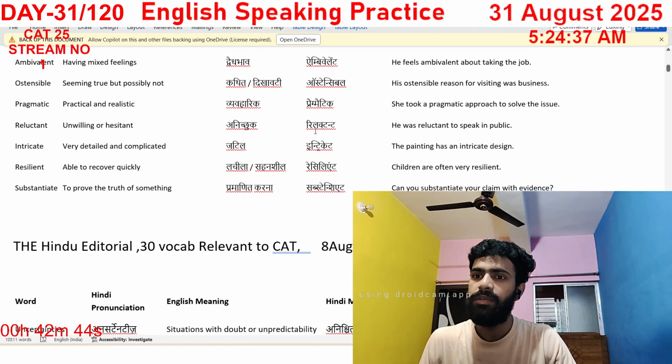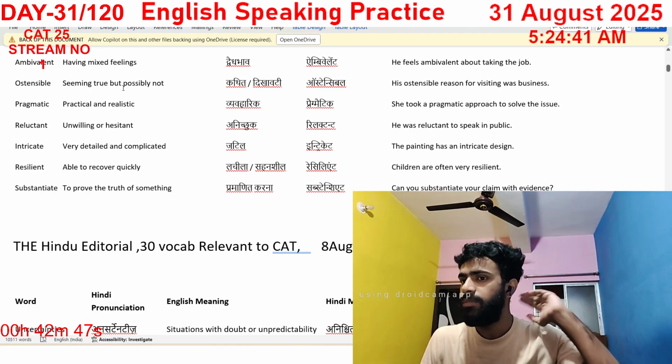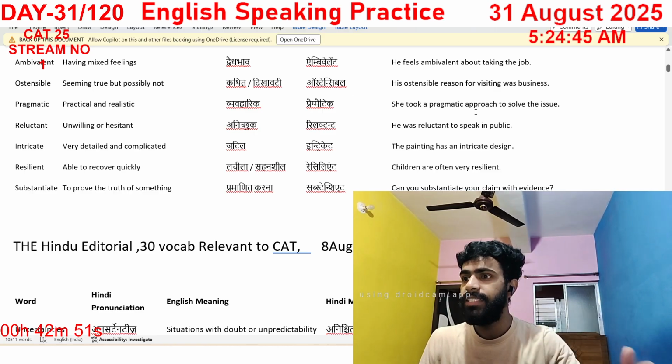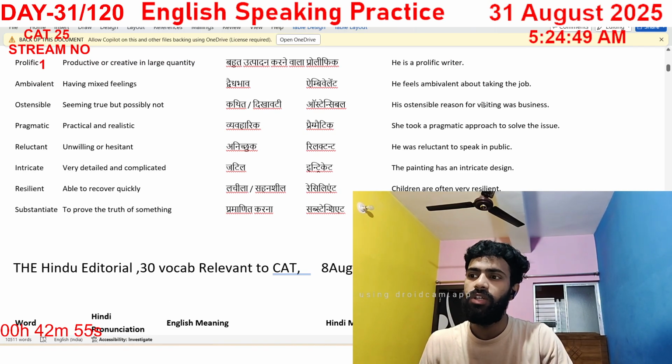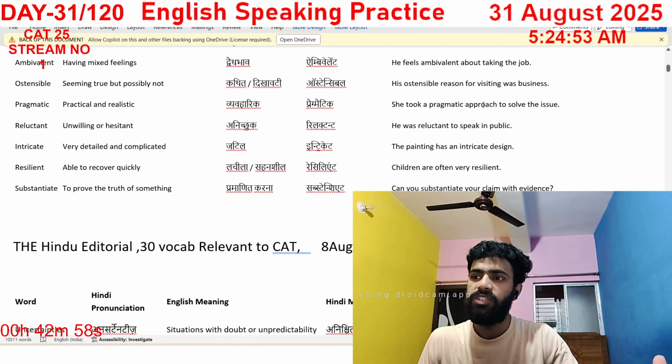Ostensible. Ostensible means seeming true but possibly not, means कथित or दिखावटी. His ostensible reason for visiting was business. But there must be other purpose of his visit.